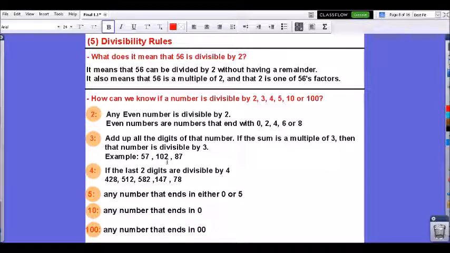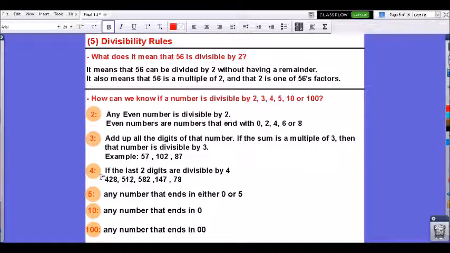102. 1 plus 0 is just 1, plus 2 is 3. And 3, of course, is a multiple of 3. Then 102 is divisible by 3. Remember, this is only for the 3 divisibility rule. 87, just add them up. 8 and 7 is 15. 15 is a multiple of 3. Then 87 is divisible by 3.